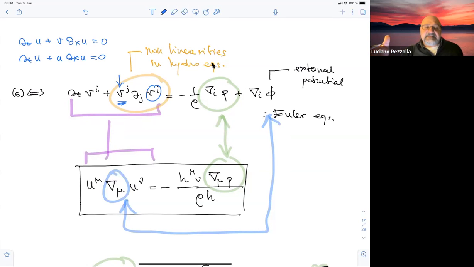So the fact that we have to supply an equation of state is not the end of the world for someone who wants to do hydrodynamics.